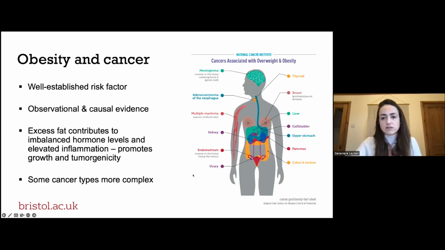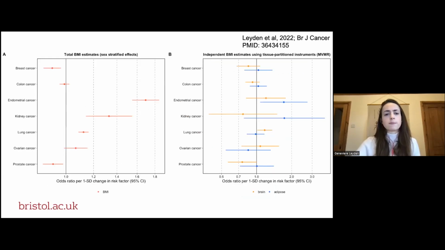On the other hand, there's also observational evidence for an inverse relationship between BMI and prostate cancer, and also with lung cancer. However, that association is more likely to be confounded by smoking. So here are the results of the MR again. As before, on the left, we have the total effect of BMI on each cancer type. And you can see there's a strong positive relationship between BMI and cancers such as endometrial, kidney cancer, and lung cancer. On the right, we have the results of the multivariable analysis.